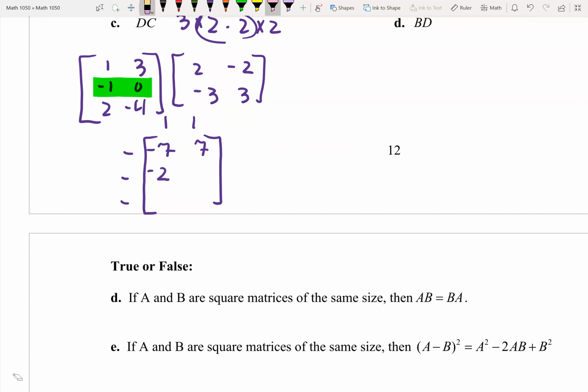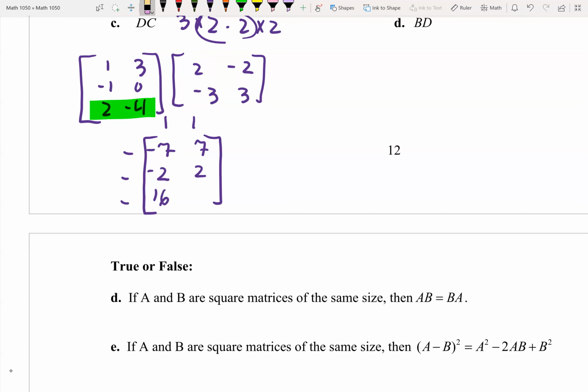Change columns. The 0 comes down. Don't even worry about the second multiplication. It's always going to be 0 because you've got a 0, right? Negative 1 times negative 2 is a positive 2. I'm done with that. And now I'm going to change and go to the last row. The negative 4 comes down. So 2 times 2 is 4. Negative 4 times negative 3 is a positive 12. 12 plus 4 is 16.